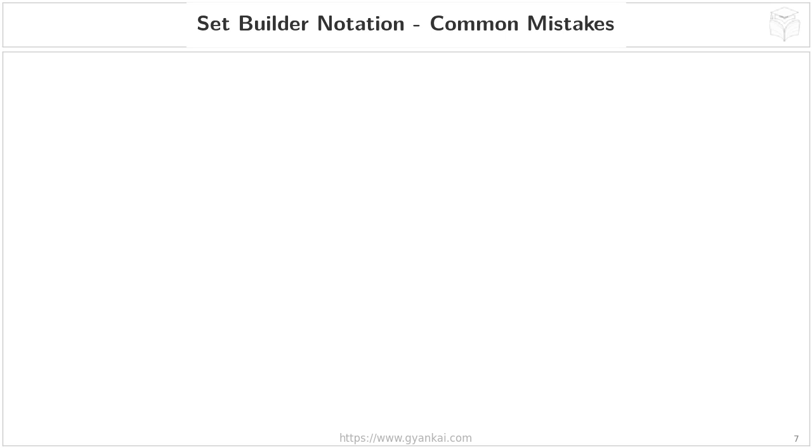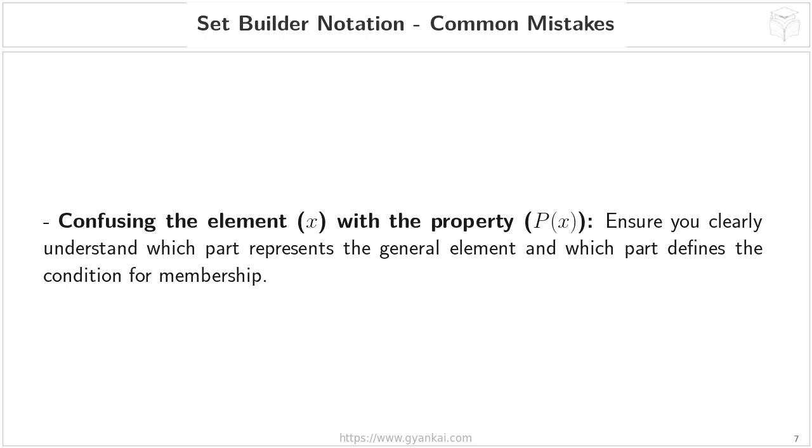Set builder notation, common mistakes. Remember, in the notation, we have a general element, we've been calling it x, and then a property that x must satisfy. It's crucial to keep these distinct. X is just a placeholder for any potential member of the set, while the property, which we've denoted as p of x, defines the rule that determines if that x actually belongs in the set. Don't mix up what you're testing with the criteria you're using to test it.